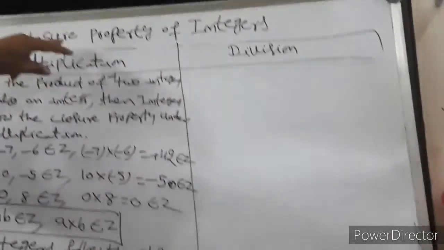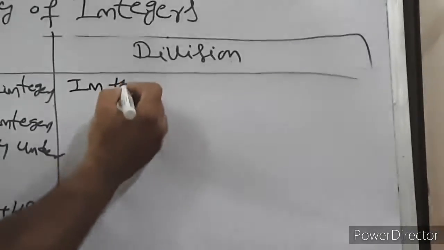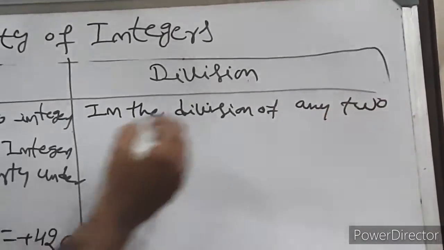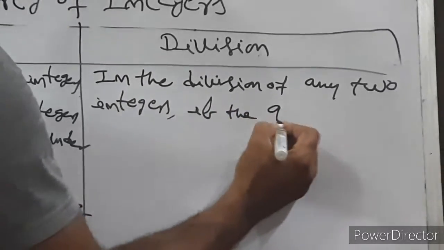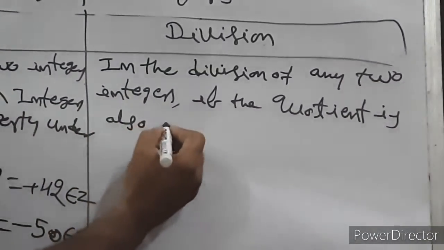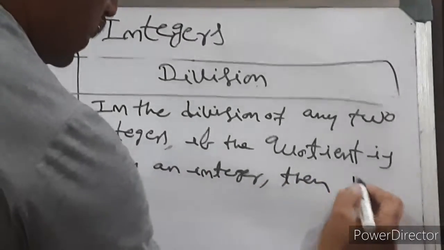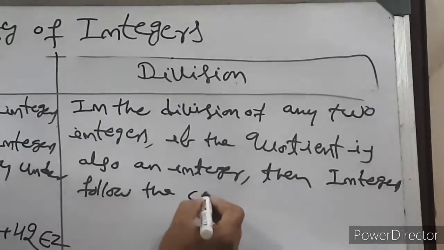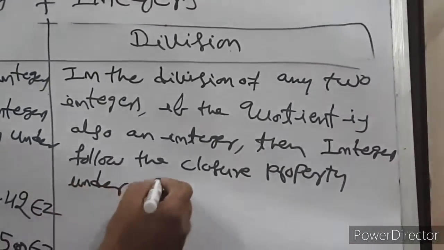Next, closure property under division. Under division, what it means is: in the division of any two integers, if the quotient is also an integer, then integers follow the closure property under division.